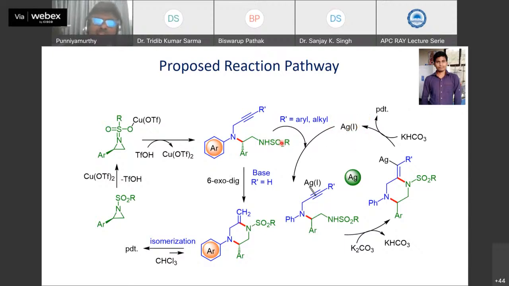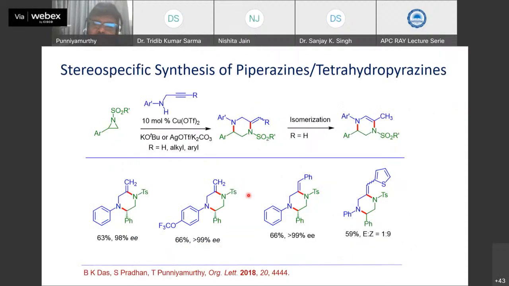So it depends upon R1, then you will be able to make this heterocyclic compound with high optical purity, as you can see here. If you want to have a substituent, you have to use the combination of silver triflate and potassium carbonate. If you don't have a substituent, you can simply carry out the reaction. You will be able to form this compound. You can use either this or potassium tert-butoxide to get these cyclic compounds, whether piperazine or tetrahydropyrazine, as the product.